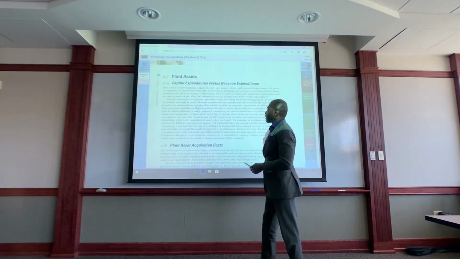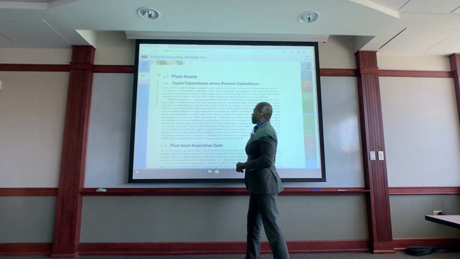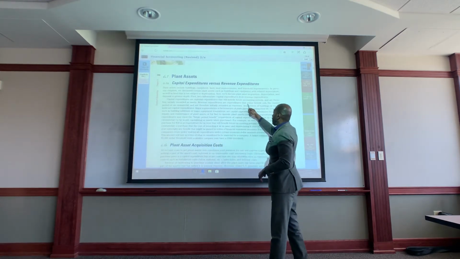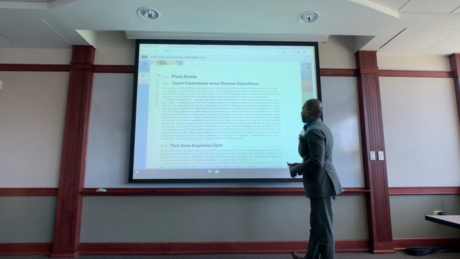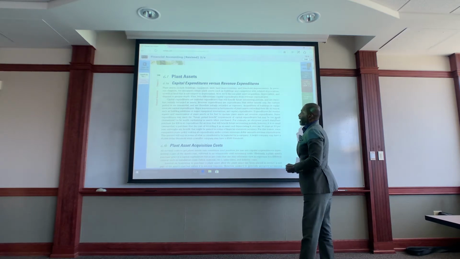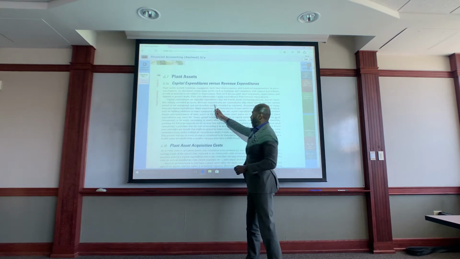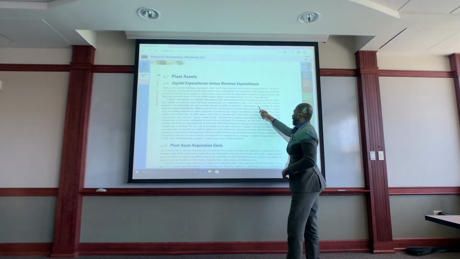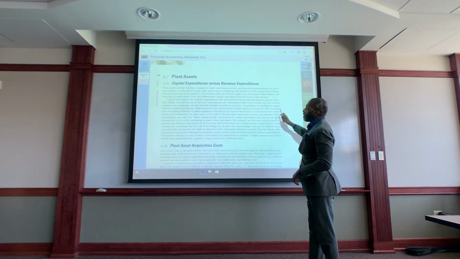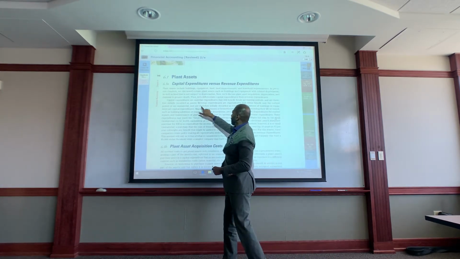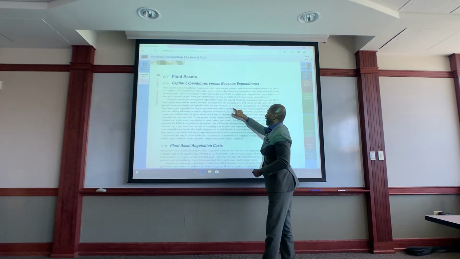Here's the description. Capital expenditures are material, I would underline that word, material expenditures that will benefit future accounting periods and are therefore initially recorded as assets. Revenue expenditures are expenditures that either benefit only the current period and are immaterial. Therefore, they are initially recorded as expenses.